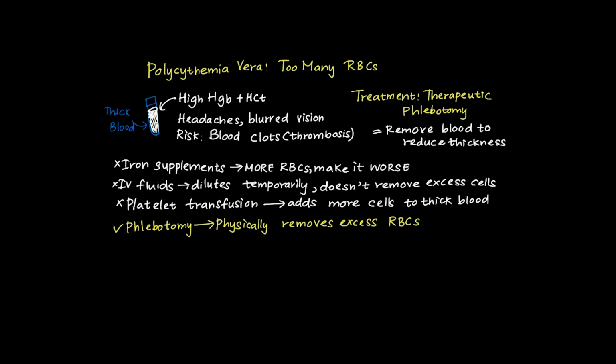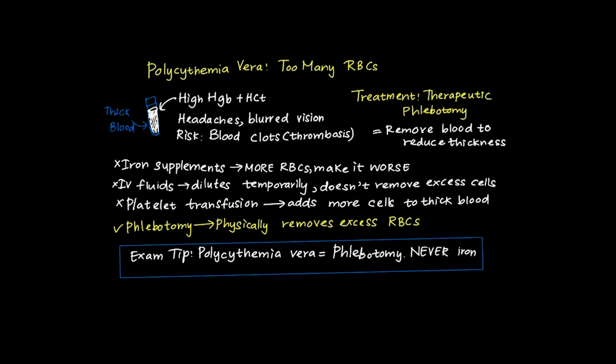Here's a WGU D454 OA exam tip for you. Polycythemia vera equals too many red cells, and the treatment is phlebotomy to remove them. If you see iron supplements as an answer choice in a polycythemia question, cross it out immediately. Recall hook. Poly means many. Phlebotomy means removing. Too many cells? Remove them.